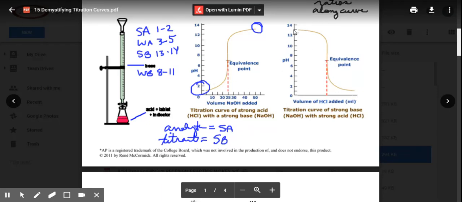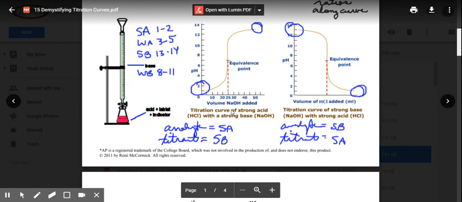If I look at this one here, my beginning pH is around 13, so that means my analyte is going to be a strong base. My ending pH is around 1, so that means my titrant is a strong acid. So this is also a strong acid, strong base titration, but my strong base is what's present in my flask, and my strong acid is what's present in my burette.